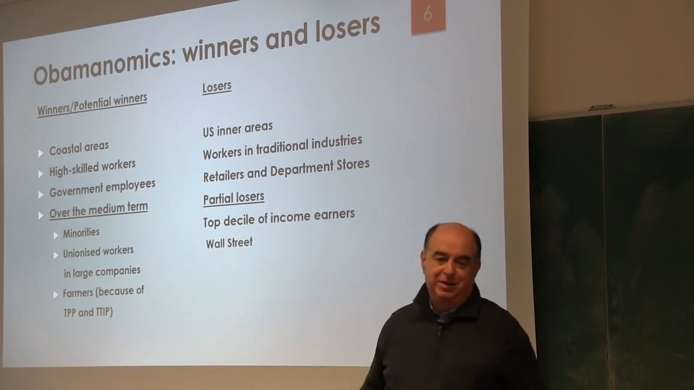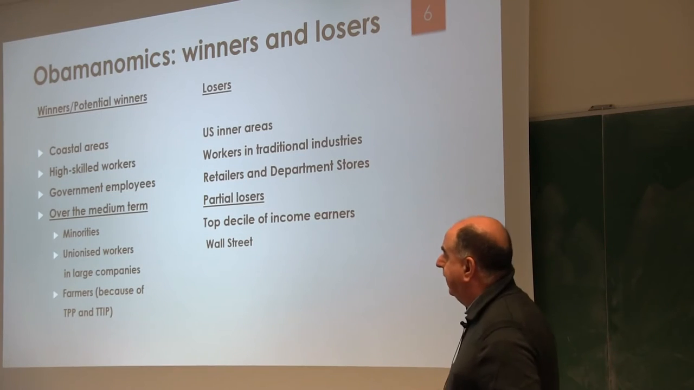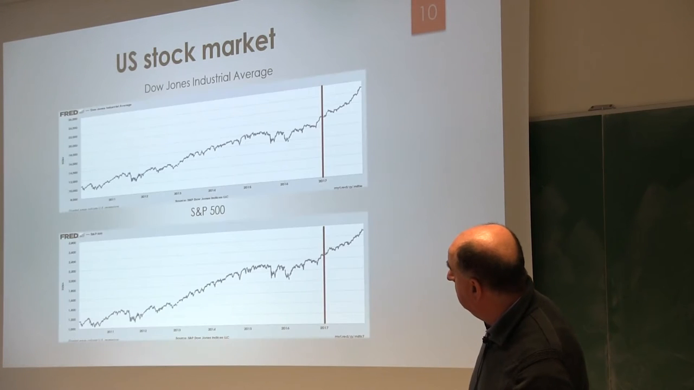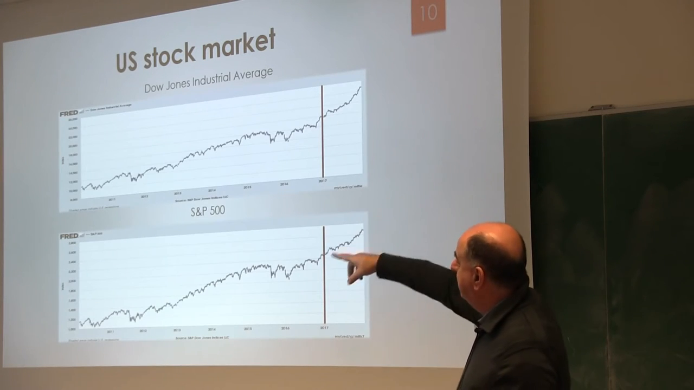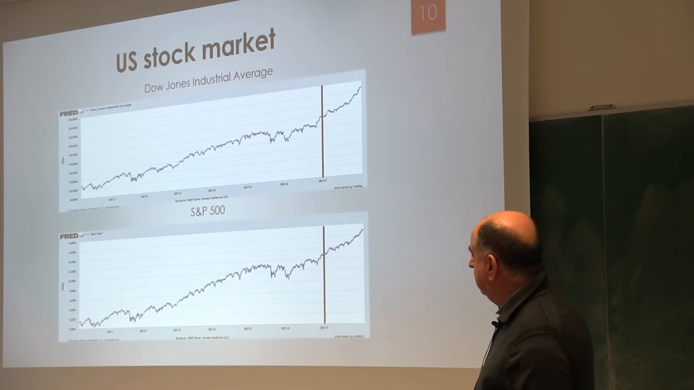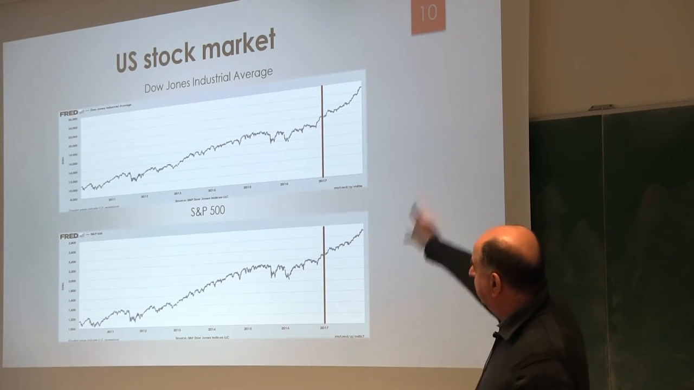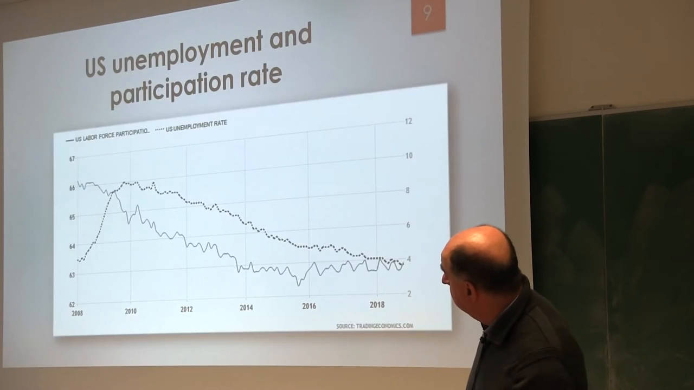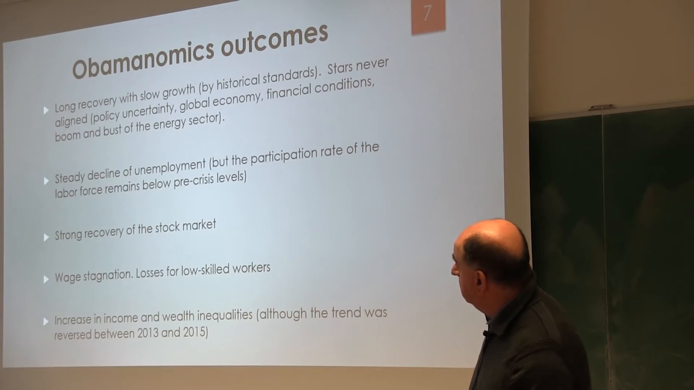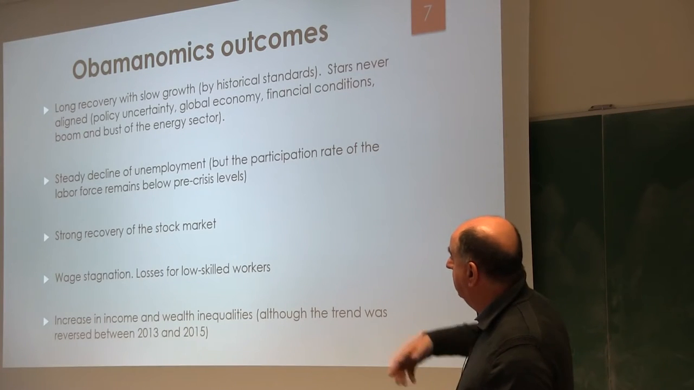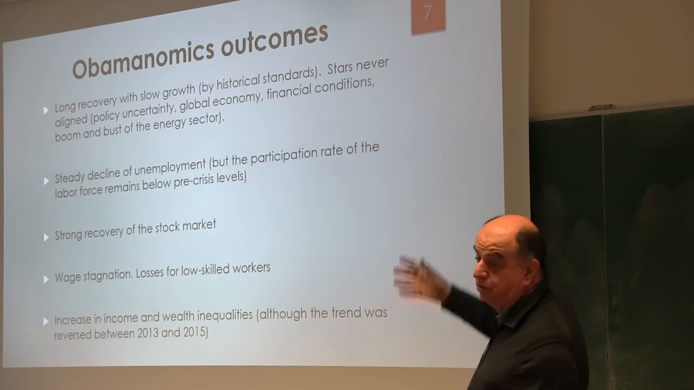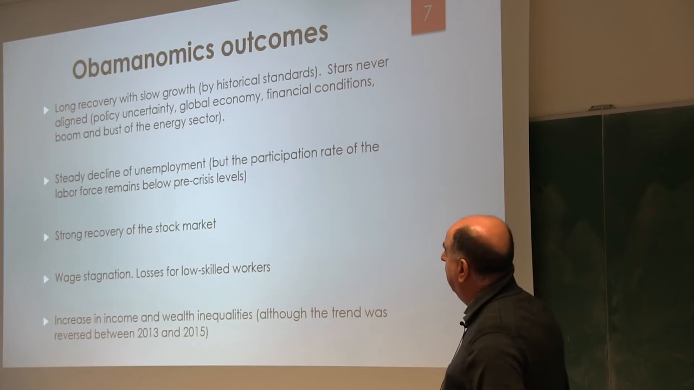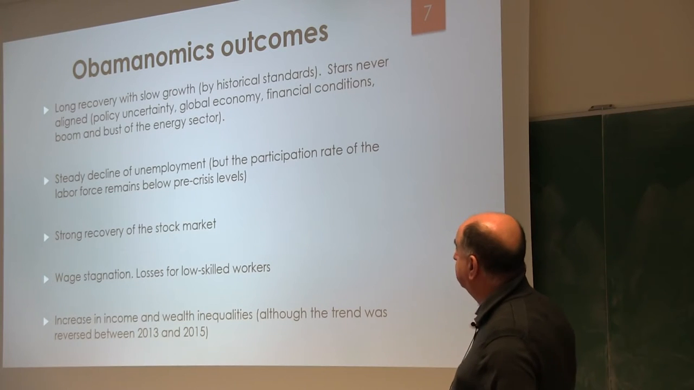And Wall Street is the same. As we will see, the recovery of the stock market doesn't start with Trump. It goes up during the Obama years, but with Trump you see a significant acceleration. So, going back, as I say, the outcome was a recovery with slow growth. The growth was around 2%, some years a little bit less, by historical standards.